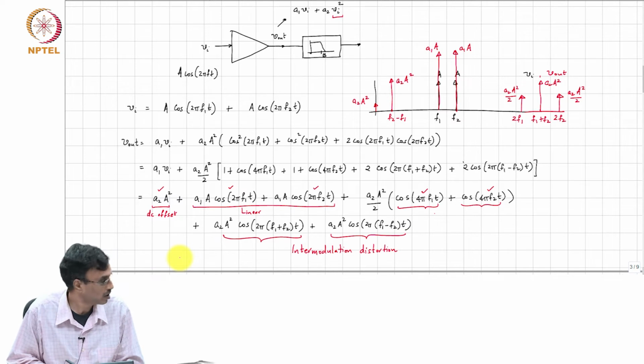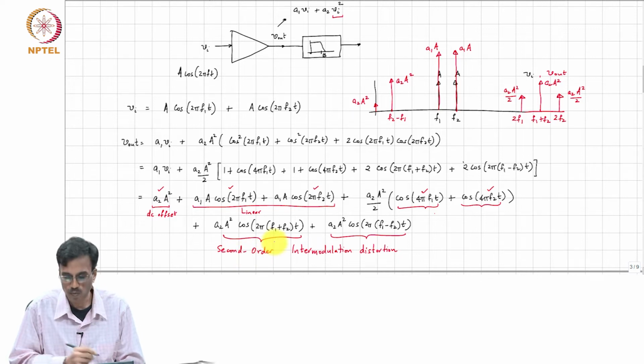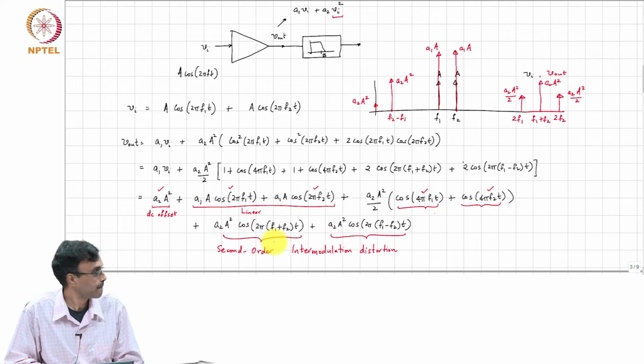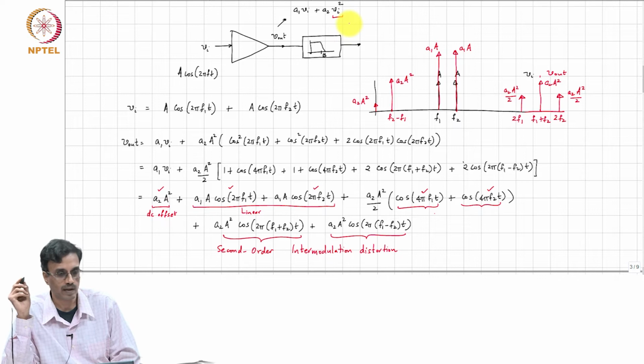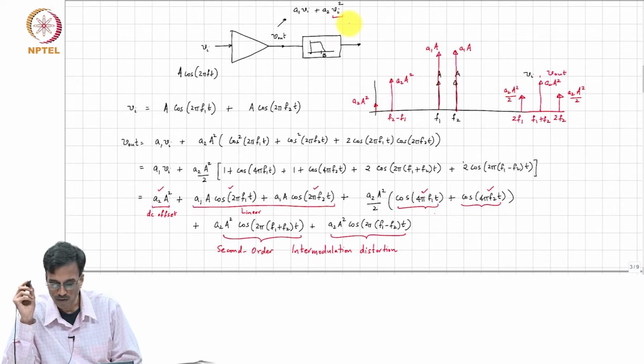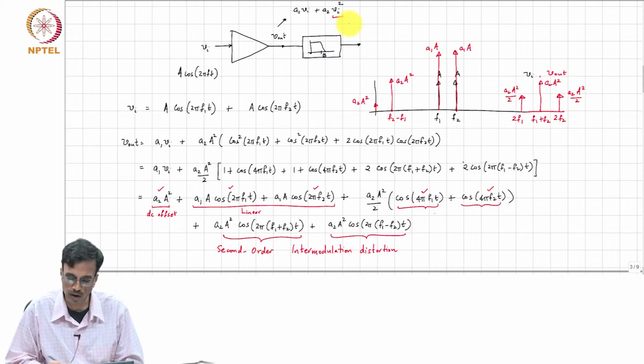Because this is due to second order nonlinearity, this is called second order intermodulation distortion. Okay. So, in a scenario like this, which do you think is more problematic? Which of these two intermodulation distortion tones are more problematic?